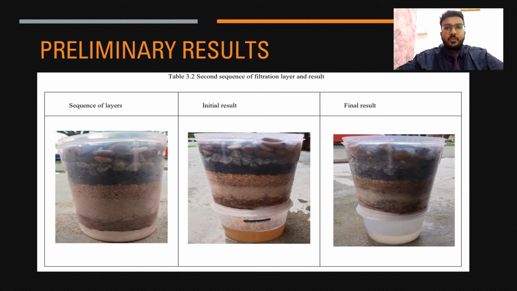The second sequence of layers for the filtering system is shown in table 3.2. The order of filtering layers was altered, and each layer's thickness was raised and compressed precisely. The layers are not blended with one another. Additionally, more sand was added to increase the efficiency of the filtration process.